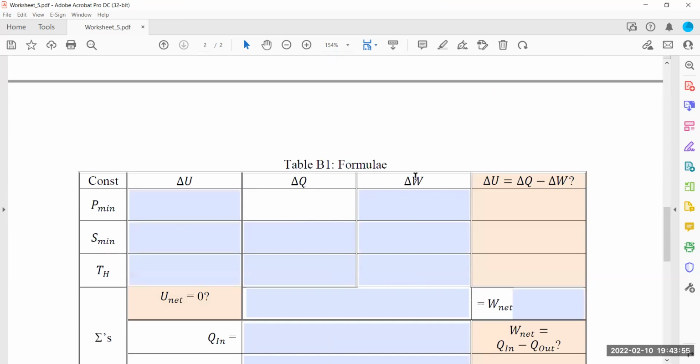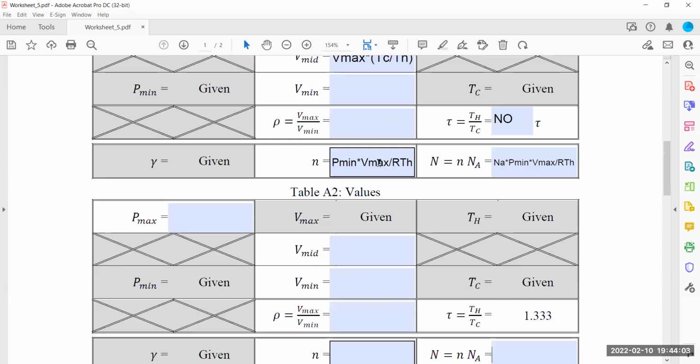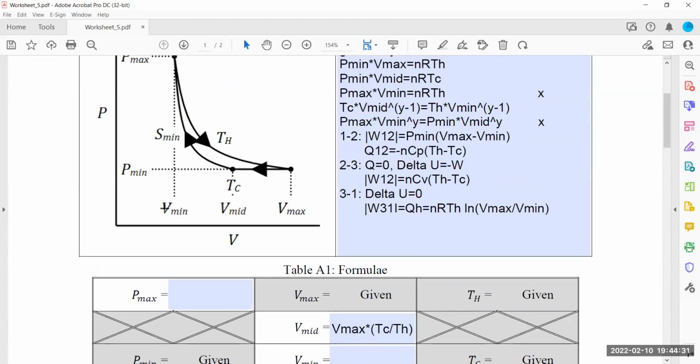Now you're going to find Q. Q is going to be N CP times delta T. N again is from here. CP is from two or three questions above, which is gamma times R divided by gamma minus 1. That's what CP is. And delta T is just T final minus T initial, which is TC minus TH. Those are given. W in this case is going to be equal to P, which is P min, times this volume V mid minus V max.